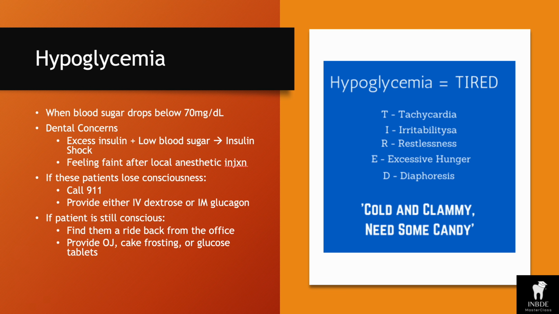All right, next up we'll talk about hypoglycemia. With hypoglycemia, this is defined as your blood sugar dropping below roughly 70 milligrams per deciliter. There are some dental concerns that we have with patients experiencing this. You have excess insulin and low blood sugar, and that can result in insulin shock. For example, a patient could feel faint after you give them local anesthetic.